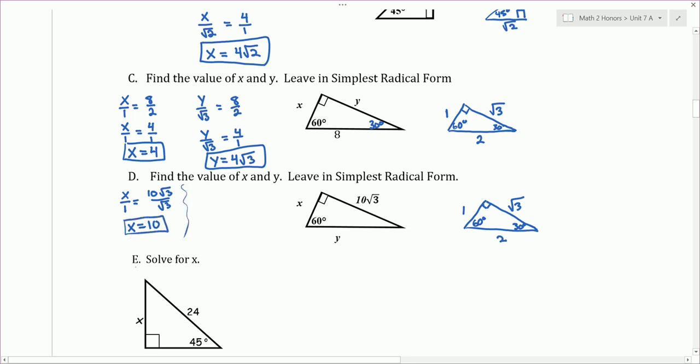To solve for y, I'll set up a proportion. Again, this time y over 2 is equal to 10 root 3 over root 3. And then the root 3's cancel out, and you get y over 2 is equal to 10 over 1. Cross multiply, and you get y is equal to 20.